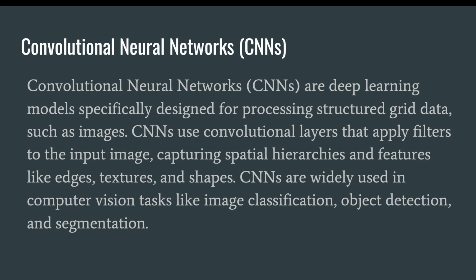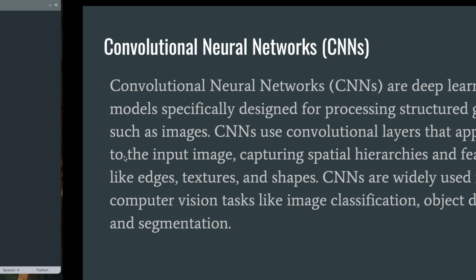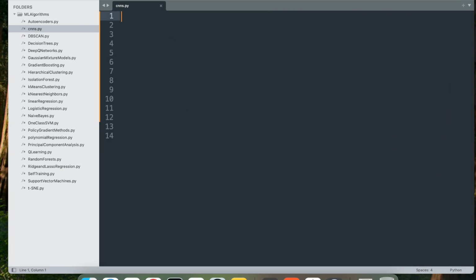Let's go ahead and implement this line by line in Python and understand convolutional neural networks. I've already created a file here called cnns.py. I'm going to first import the libraries. First is TensorFlow as tf. We'll be using TensorFlow, which is the main library for building and training deep learning models.